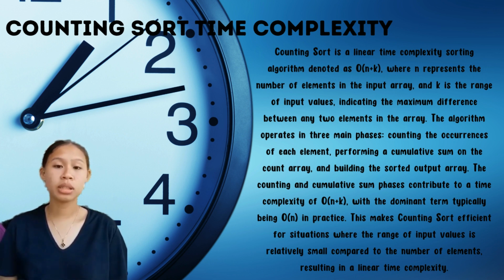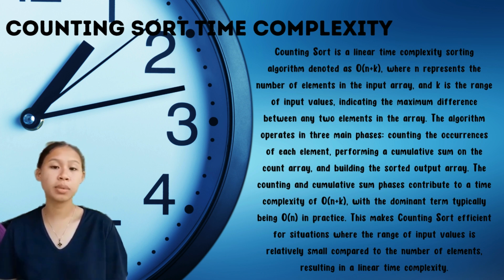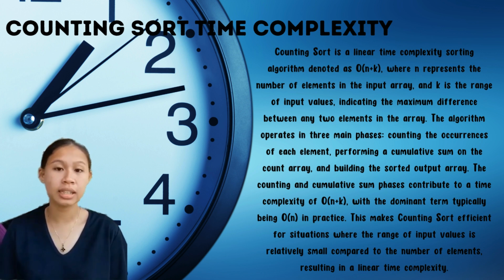The counting and cumulative sum phases contribute to a time complexity of O(n + k), with the dominant term typically being O(n) in practice. This makes counting sort efficient for situations where the range of input values is relatively small compared to the number of elements, resulting in a linear time complexity.